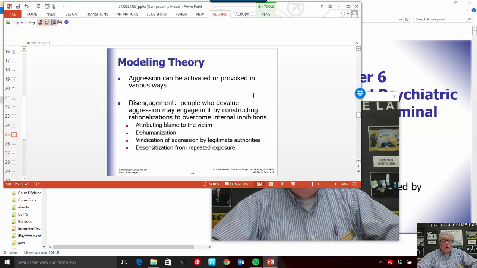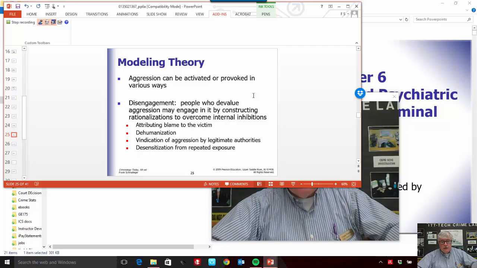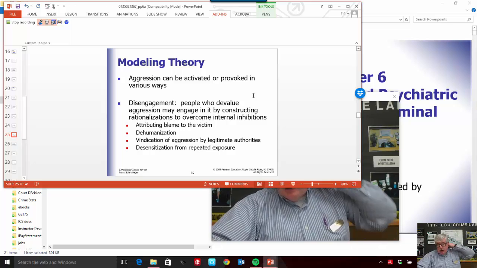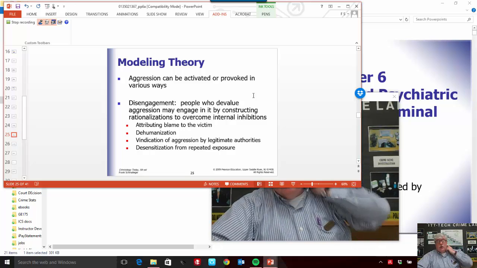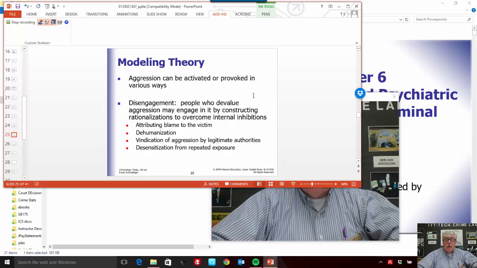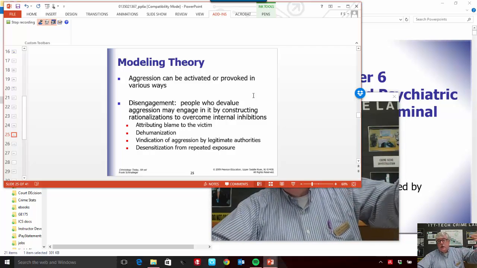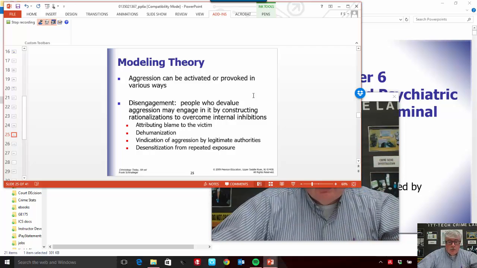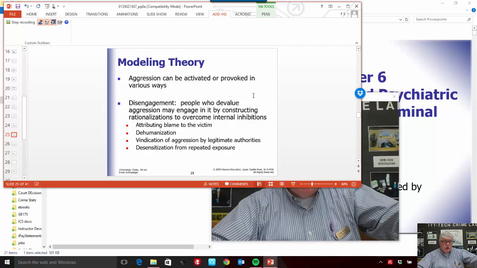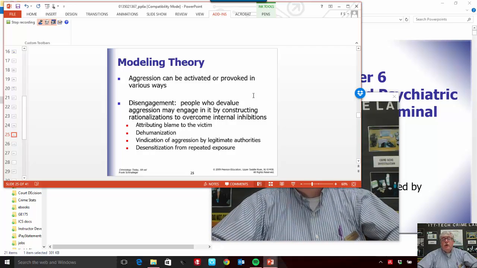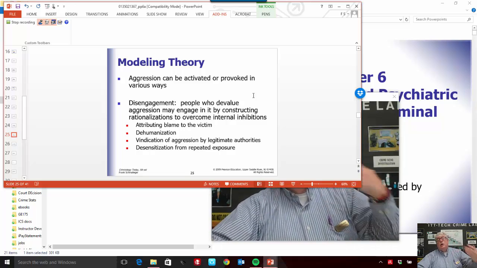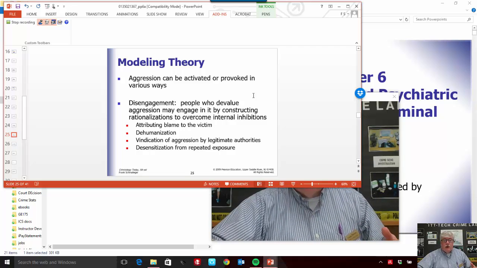It can be activated or provoked in various ways. Disengagement is a concept where people who devalue aggression may engage in it by rationalizing. They think aggression's not good, but they can make themselves feel better about it by blaming the victim, taking away the human qualities of the victim, vindication of the aggression by legitimate authorities, or because they're constantly exposed to it, like violent video games or seeing the violence in the neighborhood all the time, they may become desensitized over time.